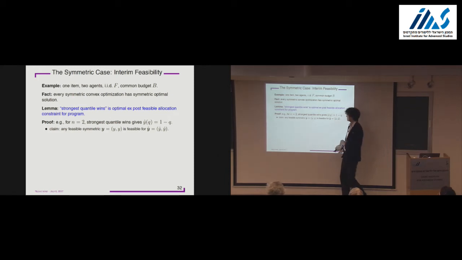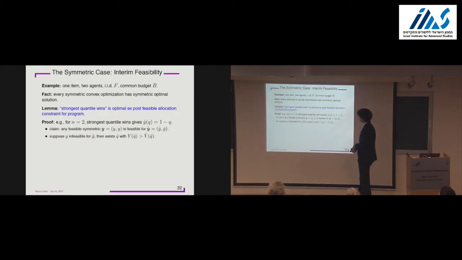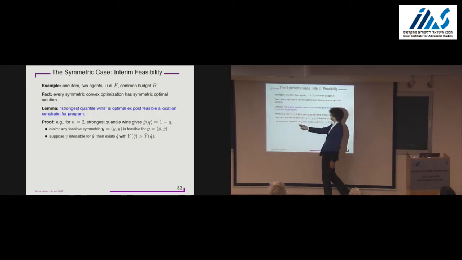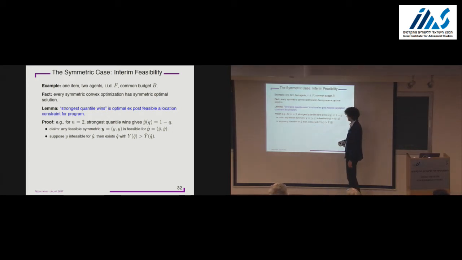Okay? Good. Let's go for a contradiction. Suppose y is infeasible for y hat. So what's the definition of feasibility? It was based on these cumulative allocation rules. It says the total allocation probability before some quantile for y is higher than the total probability that stronger quantiles are served in y hat.